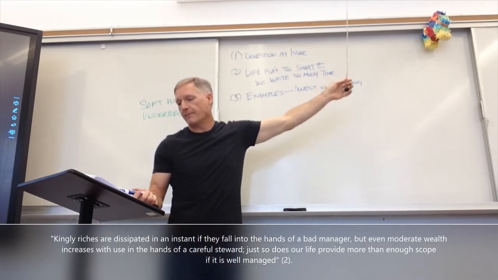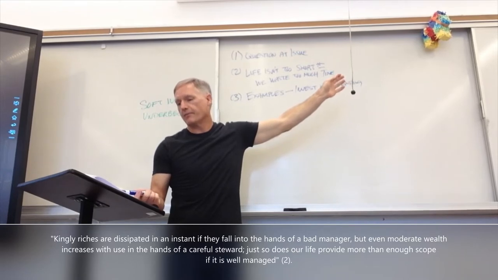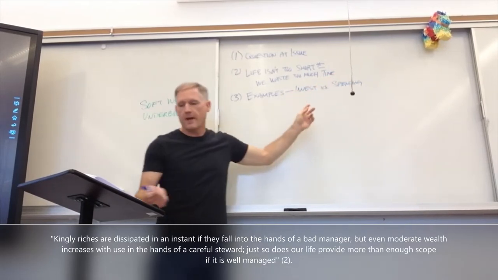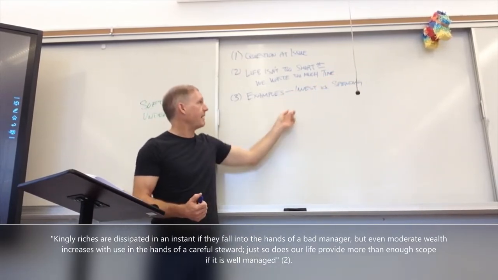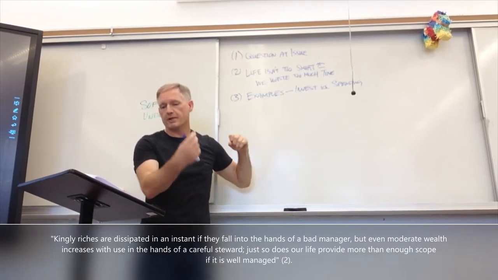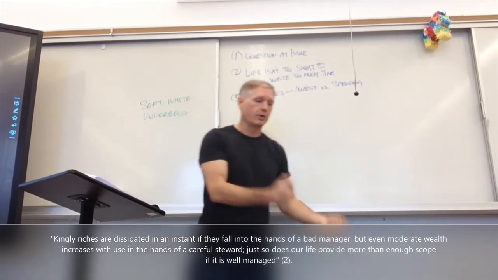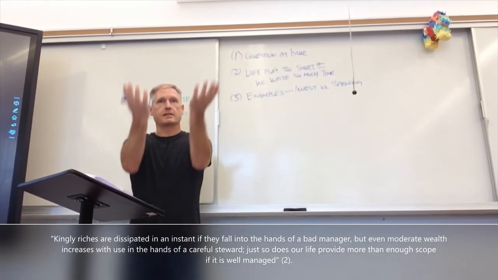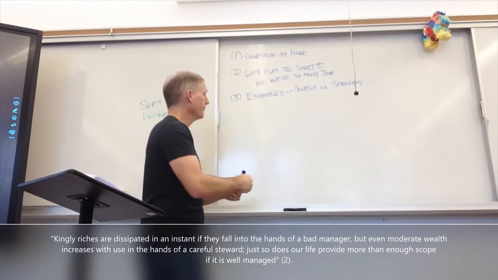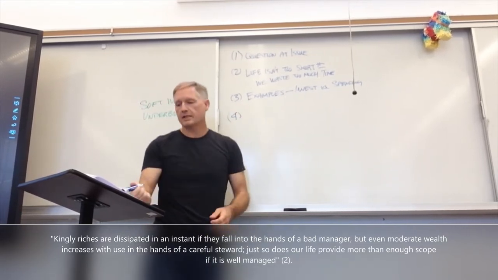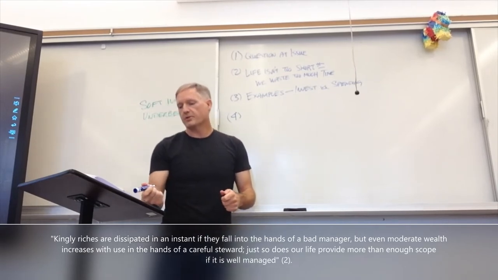He points out that moderate riches, in the second paragraph, kingly riches are dissipated in an instant. And then in the third paragraph, he gives us a bunch of examples, essentially, of this. Pointing out that, you know, some people do this, some people are worn out because they end up working so hard, some people are just lackadaisical. So he gives us kind of like this balance between the two. And the whole idea is that somewhere in that list, you should probably be able to find yourself.